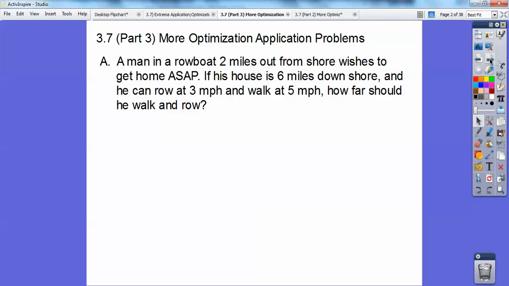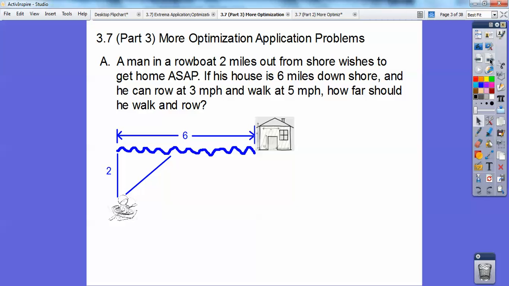All right, well, let's get a picture of this. Here's my little dude rowing right here. He's 2 miles out from the shore, and his house is 6 miles down the shore, right here. Somewhere he's going to row this distance and walk the rest of the distance. So I'm going to let this be x, and this little piece is going to be 6 minus x. You guys with me? Because it's the rest of the 6.